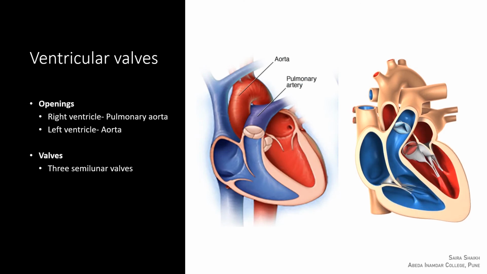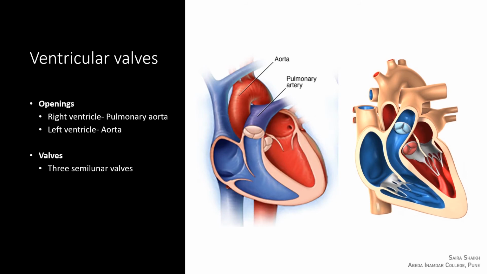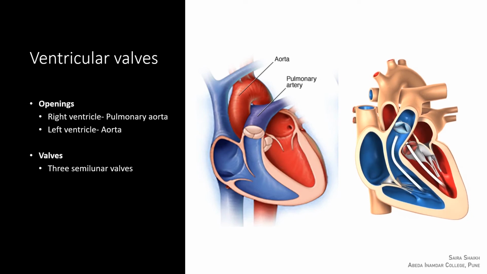From the ventricle, two trunks arise. From the right ventricle, the pulmonary trunk arises, while the left ventricle gives rise to the aorta. Between the right ventricle and the pulmonary trunk, the valve present is called the semilunar valve. In the same way, between the left ventricle and the aorta also, a valve is present, the semilunar valve. The semilunar valve has three half-moon shaped structures, and that's why this valve is termed the semilunar valve.